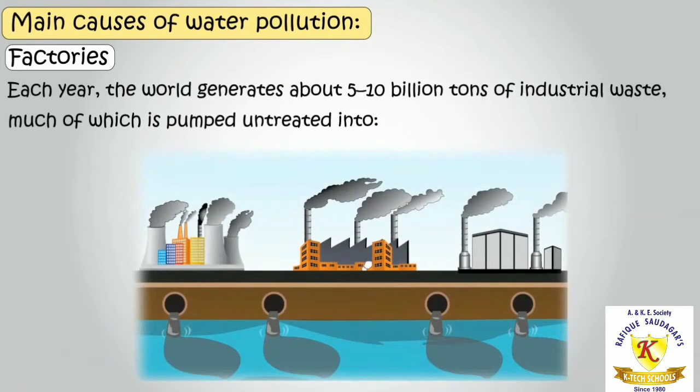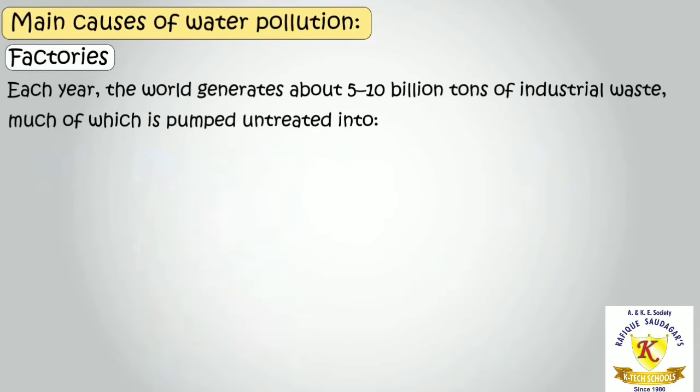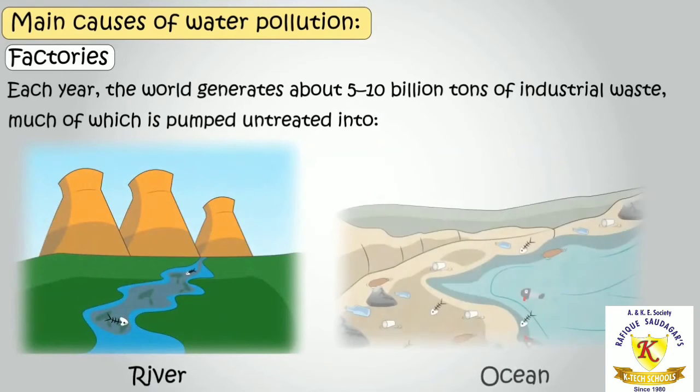Each year, the world generates about 5 to 10 billion tons of industrial waste, much of which is pumped untreated into rivers, oceans, and other water bodies, and is the main reason for water pollution.